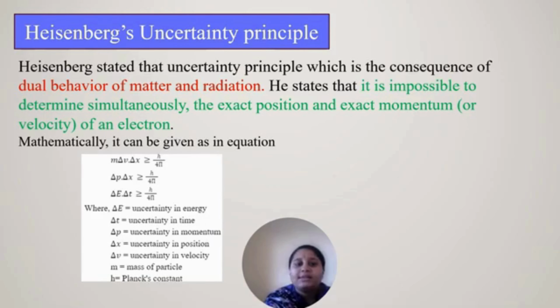Where delta E is the uncertainty in energy, delta T is uncertainty in time, delta P is uncertainty in momentum, and delta X is uncertainty in position. Delta V is uncertainty in velocity. M is the mass of the particle and h is called the Planck's constant.